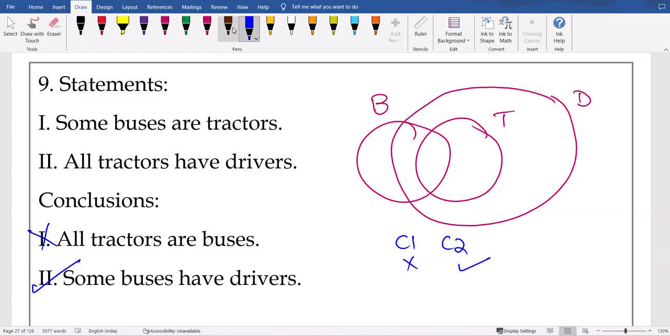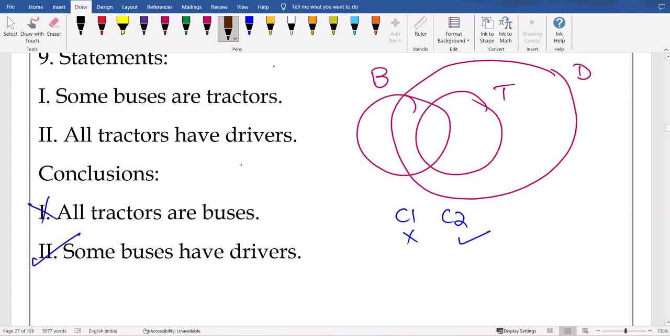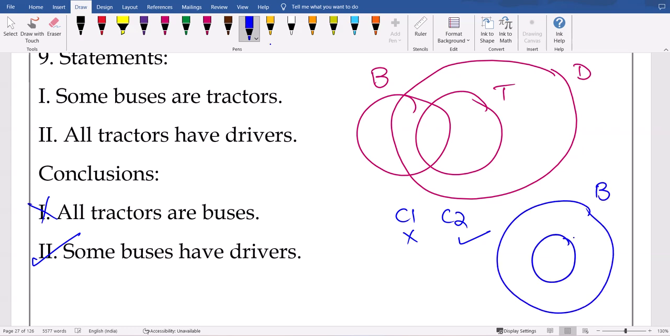Sir, in another diagram, I will show both true also. There is a diagram where I can say both true. How, sir? Some buses are tractors. Yeah. Now see, here the first one is true: all tractors are buses, some buses are tractors. I can draw like this also.